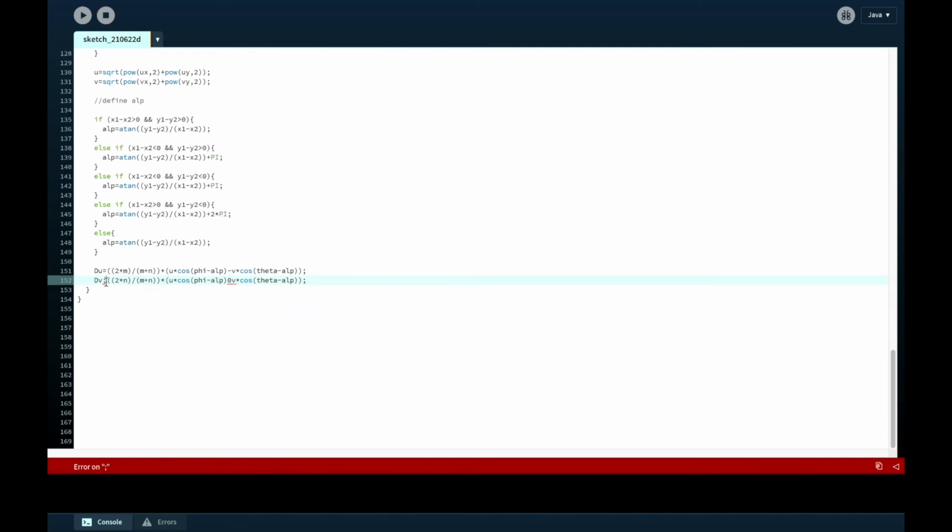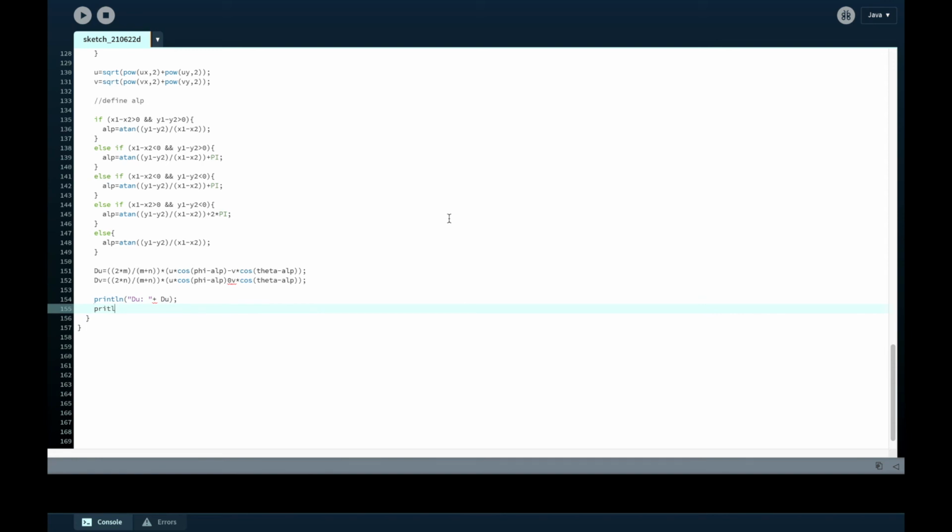Yeah, that's basically it. And now what we have to do is, first of all, I want to print what my values of du and dv are going to be, because, you know, why not? Let's print dv first, and then du is equal to du.